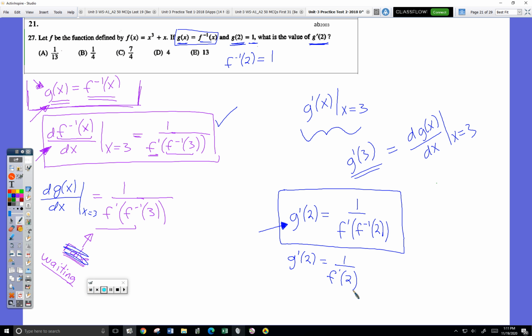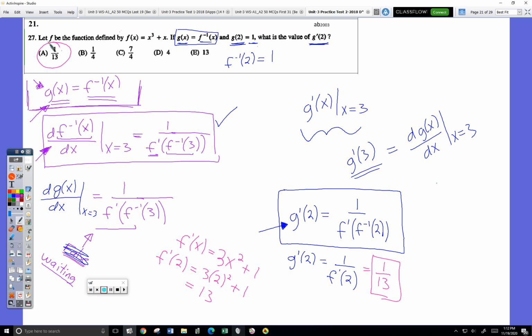Now we find the derivative function for f of x, the derivative of f of x, which is 3x squared plus 1. And then what do we do with it? Then we plug 2 into f prime of x, and we get 4 times 3 is 12, plus 1, 13. So g prime of 2 equals 1 over 13. Yeah, which is A.